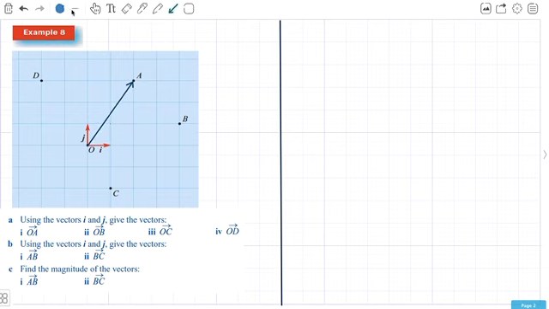And so what we want to try and do is to draw that using the i and j. You can see we'd go across this far in the i direction, so that would be 2i, and then we'd go up this way. Remember, we always add vectors head to tail, so we'd have 3j. So O to A would be given by 2i plus 3j.